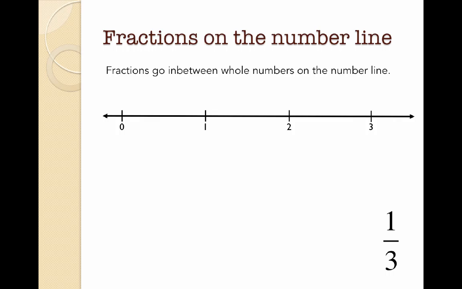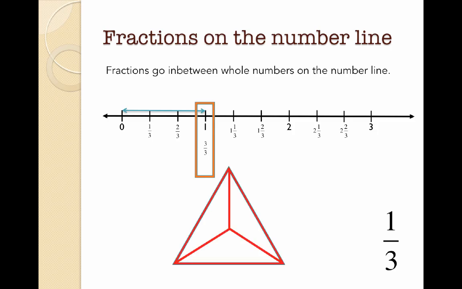Let's have a look at thirds on the number line. So all I need to do is divide each of my whole numbers up into 3 equal parts, and then write the numbers 1/3, 2/3, and so on on the number line. Here is 1/3, here is 2/3, here is 3/3. Now 3/3 is the same as 1 whole. That's because the numerator and the denominator are exactly the same. Here is a triangle that is divided up into 3 equal smaller triangles, each part representing 1/3.